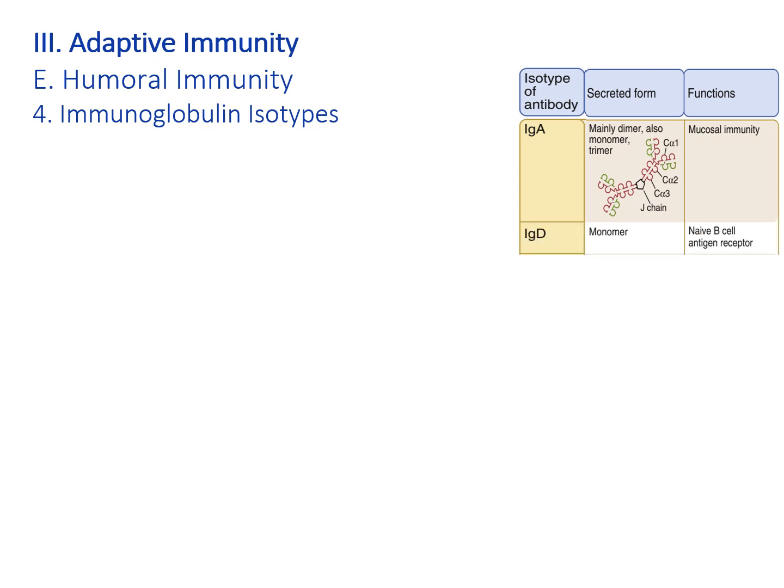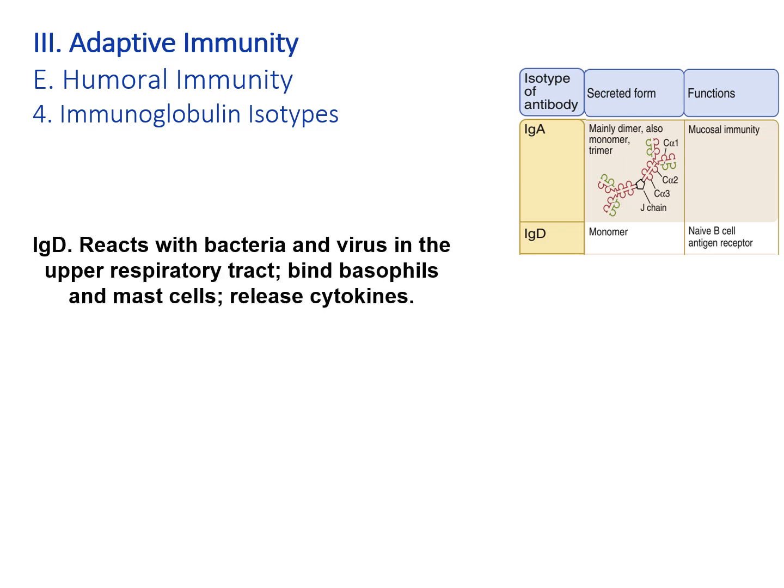Next, we have the IgD. Before, we did not know the function of IgD, but now we know that it reacts with bacteria and virus in the upper respiratory tract. It can bind basophils and mast cells, and they also release cytokines. They are secreted as monomers.